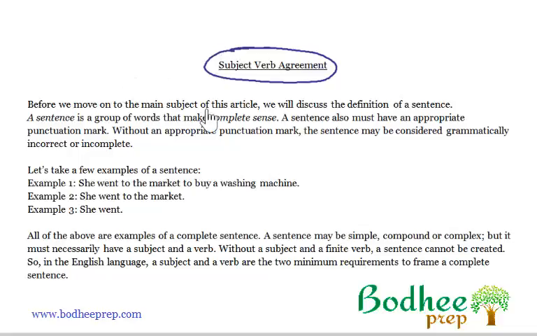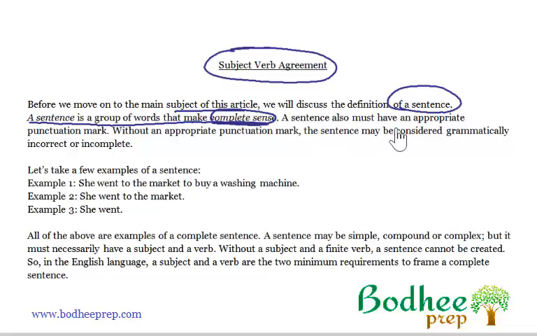Before we move on to the main subject of this article, we will discuss the definition of a sentence. We must know what exactly we mean by a sentence. A sentence is a group of words that make complete sense. Please understand, unless and until the group makes complete sense, we cannot say that it's a sentence.